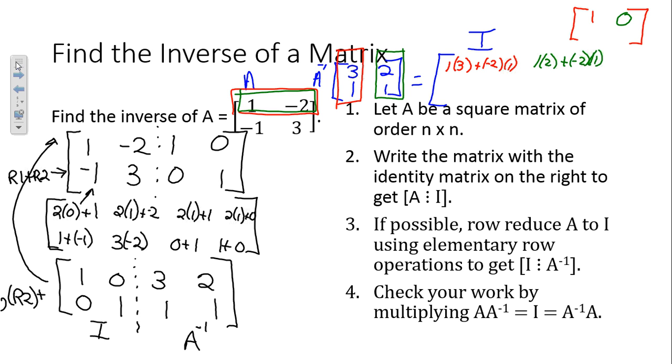Now we're going to take the second row times the first column. So negative 1 times 3 plus 1 times 3. So negative 3 plus 3. And lastly, second row times the second column. So negative 1 times 2 plus 3 times 1. So negative 2 plus 3 gets us 1.